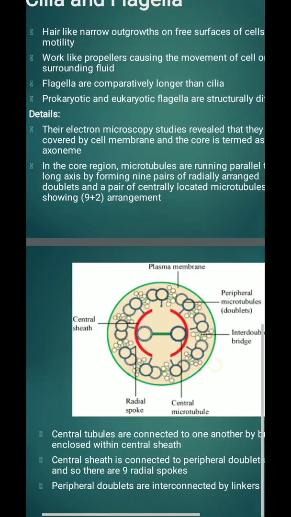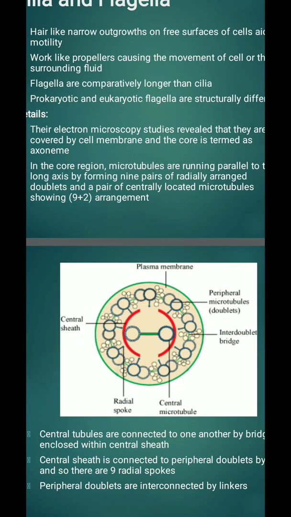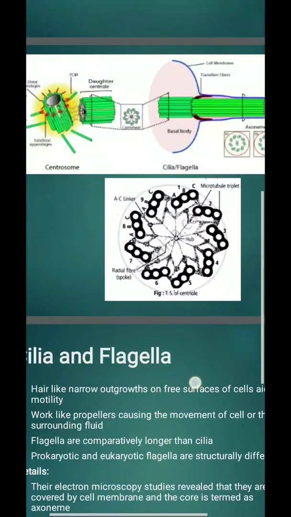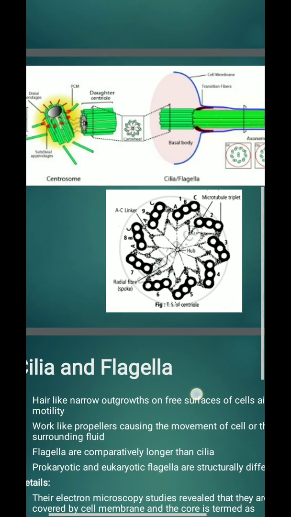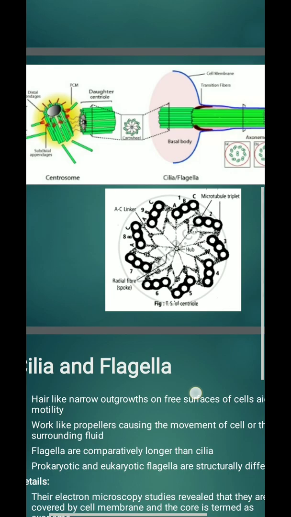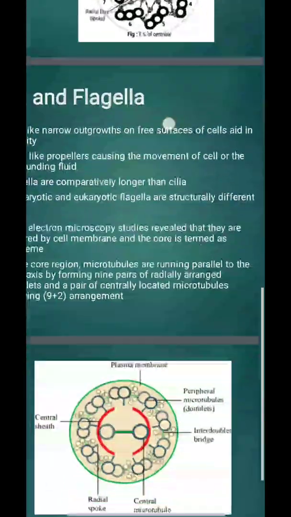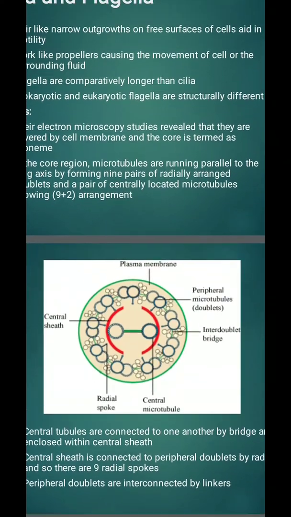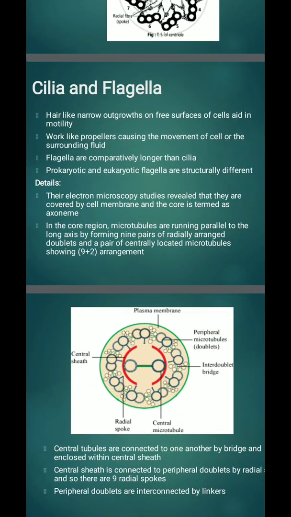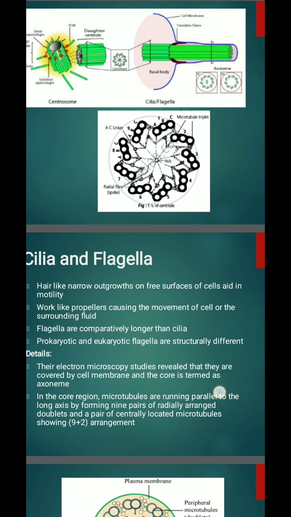In this particular case, you will notice that this is the pattern called the 9+2 pattern. The general pattern we discussed earlier, in which the central microtubules are absent, is called the 9+0 pattern. But typically in cilia and flagella, the pattern is called the 9+2 pattern. So this is all about cilia and flagella.